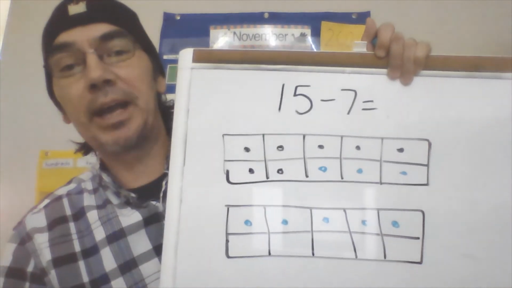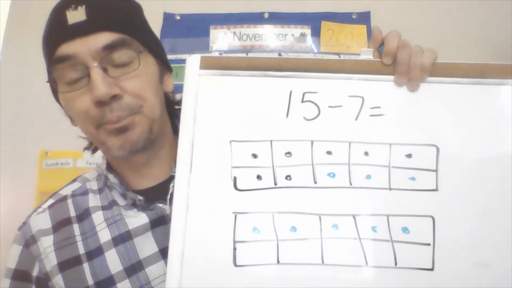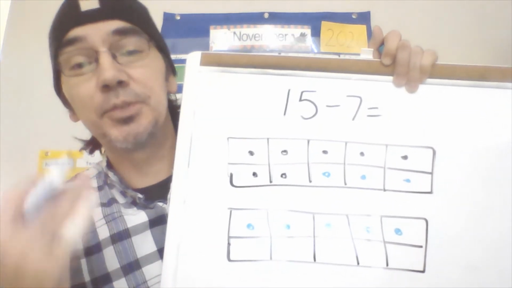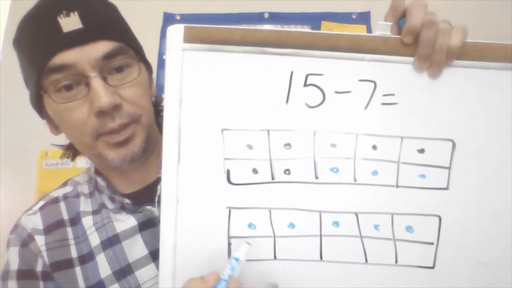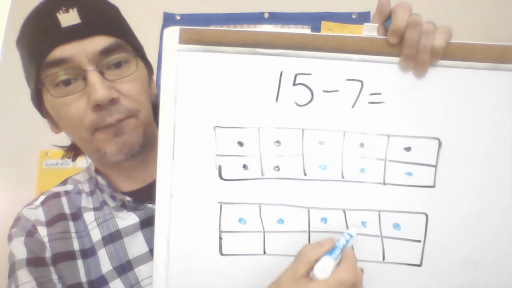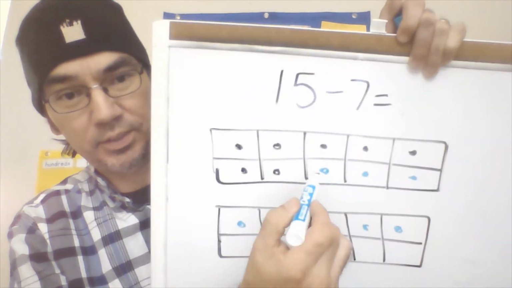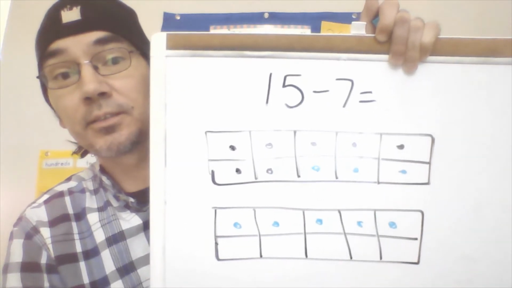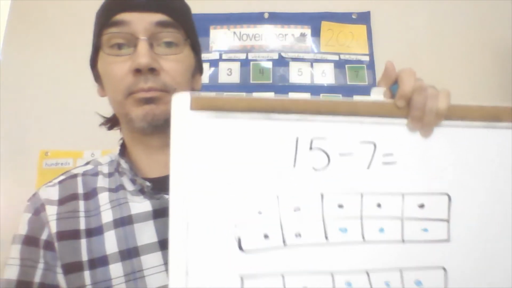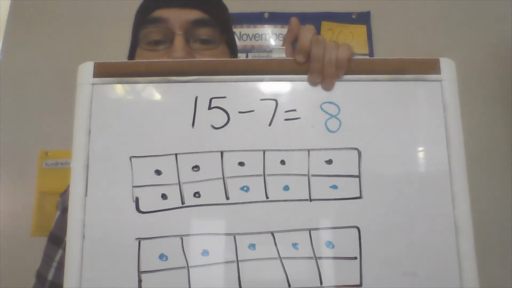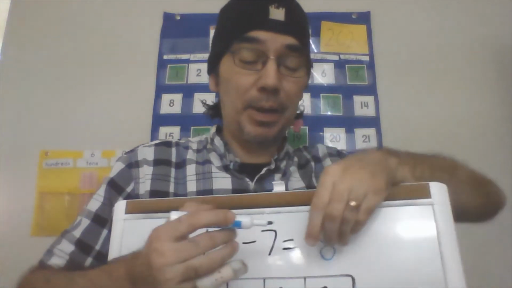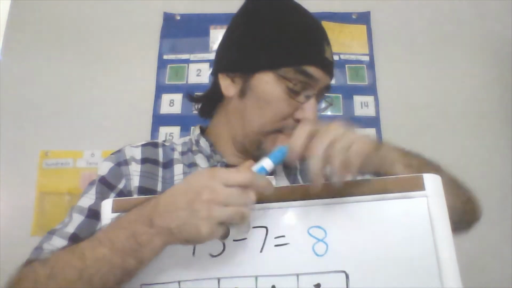Stop. Now, next step is to count the dots you just made. Let's see. Get the glare off. 1, 2, 3, 4, 5, 6, 7, 8. 15 minus 7 is 8. There you go. So that's counting on. That's thinking about addition while doing subtraction.